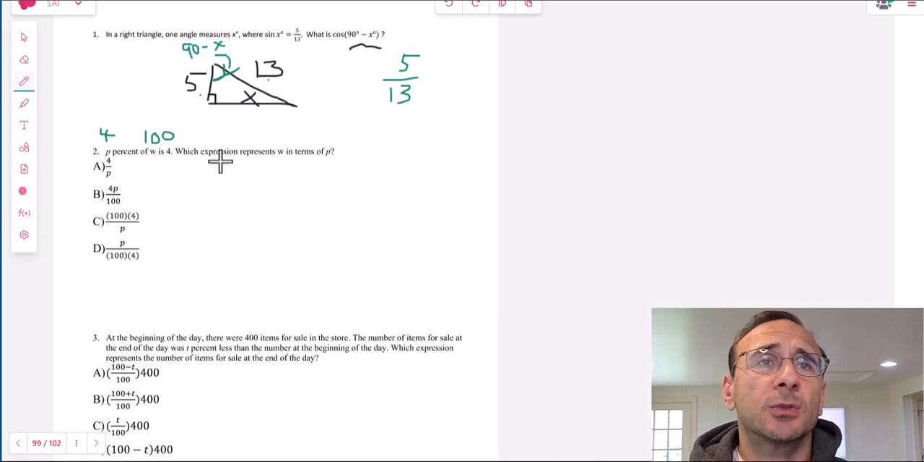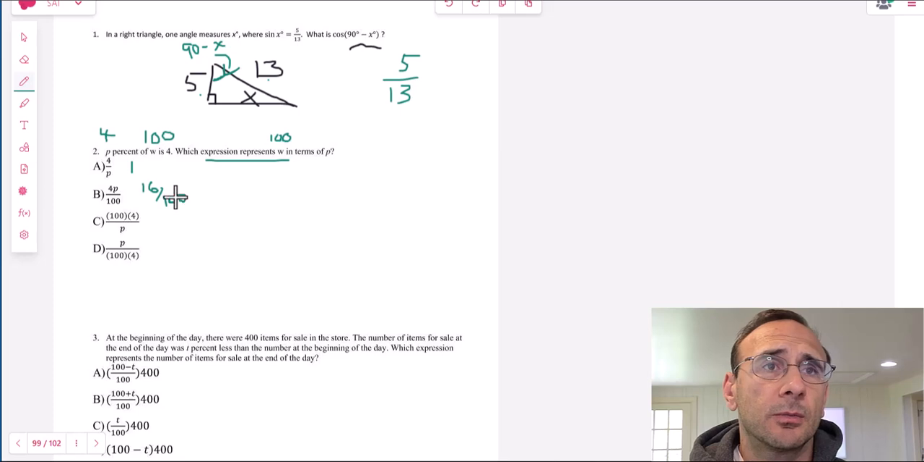So the question is, which expression represents w? Well, for us, w is 100. So the question becomes, which expression is 100? The last piece is you plug in the 4 for p in all the answers, and you see which one equals 100. As soon as you see it's not 100, you can just keep going through.